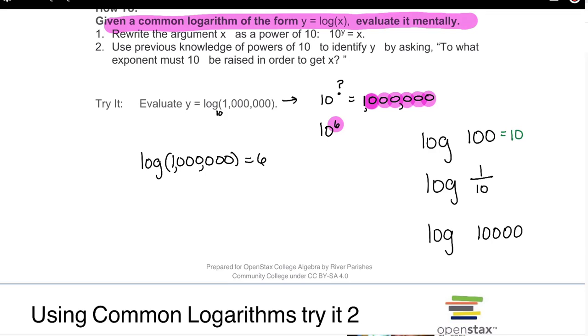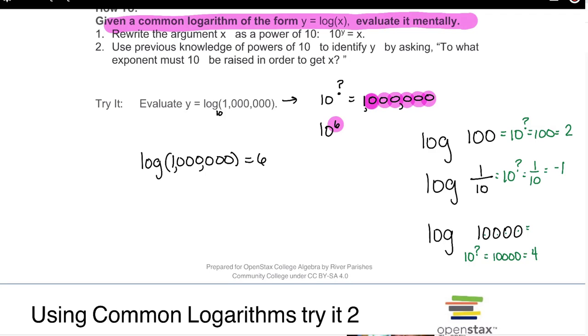Okay, so for the first one, 10 to what power is 100? That would be 2. 10 squared is 100. The next one, 10 to what power is 1 over 10? This is where you need to remember about negative exponents. This would be 1 over 10 to the 1, which is the same as 10 to the negative 1. So the answer there is negative 1. And then here, 10 to what power is 10,000? So count the zeros, 1, 2, 3, 4. It would be 4.